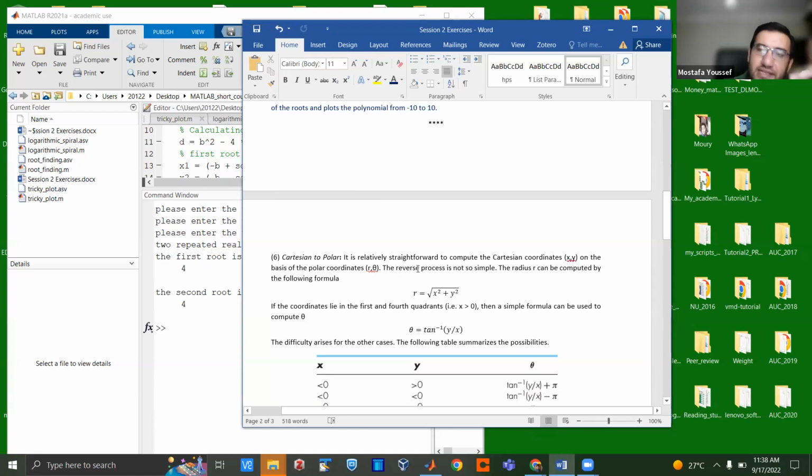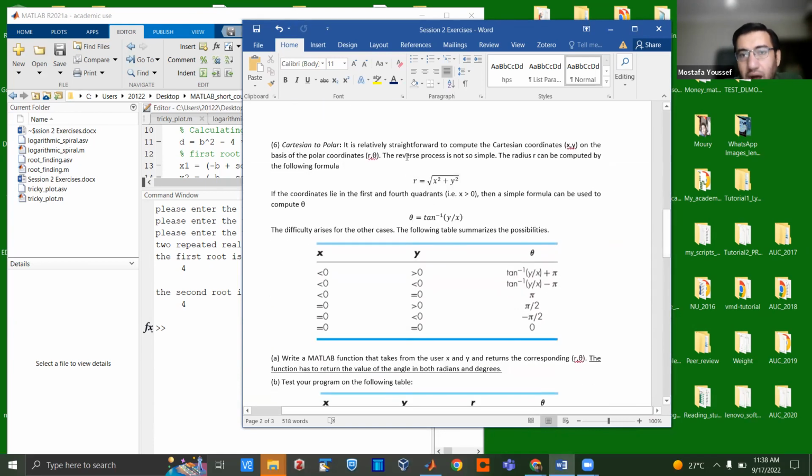If someone gives you x and y and you are asked to calculate r and theta, r is easy, but theta is tricky. The exercise is explaining why. r is easy because it's just the square root of x squared plus y squared. It's the radius, right? But for theta, you really need to decide whether it is in the first quadrant, the second quadrant, the third quadrant, and so on. So it doesn't come as a simple tan inverse.